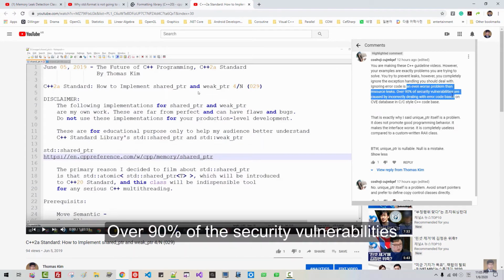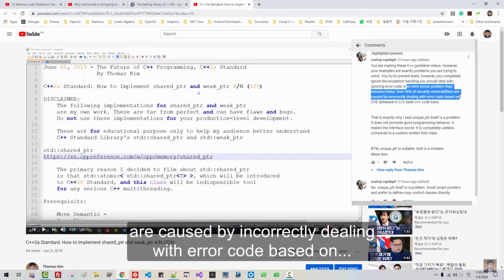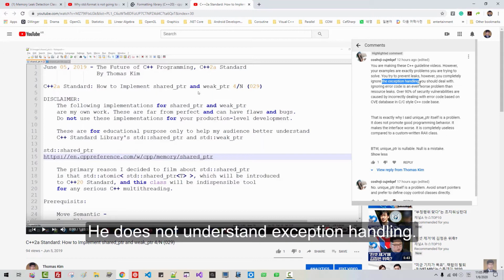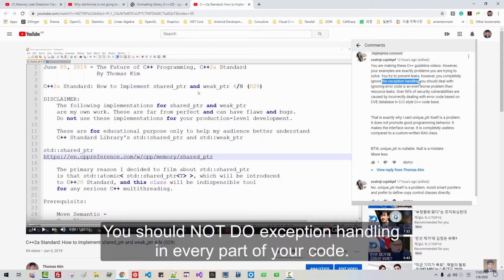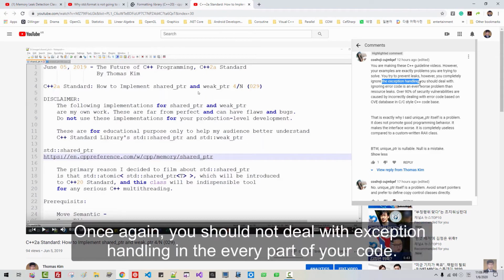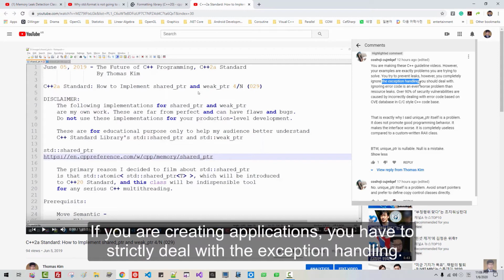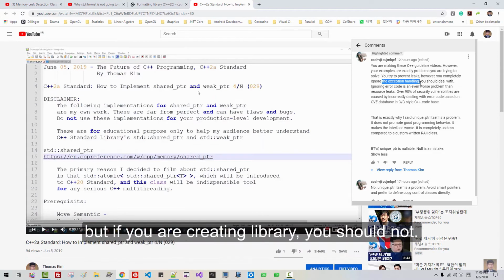Over 90% of security vulnerabilities are caused by incorrectly dealing with error codes in C-style C++ code base. He does not understand exception handling. You should not do exception handling in every part of your code. If you are creating an application, you have to strictly deal with exception handling. But if you are creating a library, you should not.